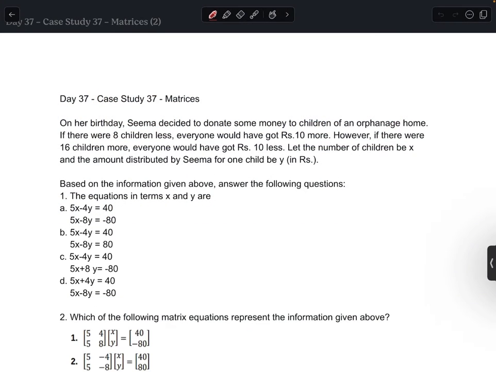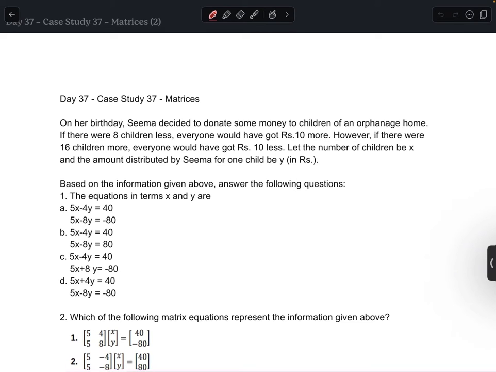The question goes like this. On her birthday, Seema decided to donate some money to children of an orphanage home. If there were 8 children less, everyone would have got rupees 10 more. However, if there were 16 children more, everyone would have got rupees 10 less. Let the number of children be X and the amount distributed by Seema for one child be Y. Based on the information given above, answer the following questions.